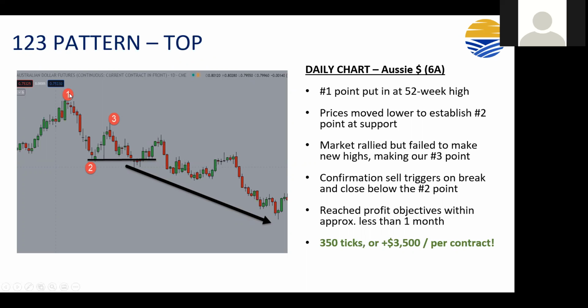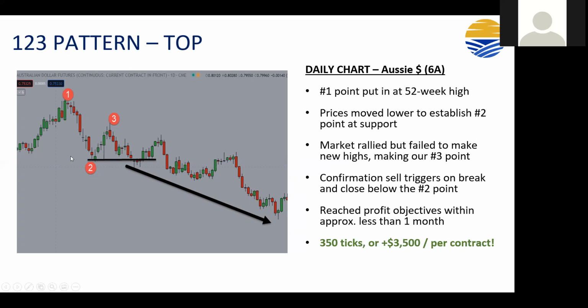So we have a red number 1 circle. Why? Because that's a new number 1 point of 52-week high. We have a 1, 2, 3, and again, we know that we're looking to get short on breaks or closes below the number 2, which is right here. So we pretty much know the majority of the rules of this system. We have a 1, 2, 3 top. We know we're looking to get short.